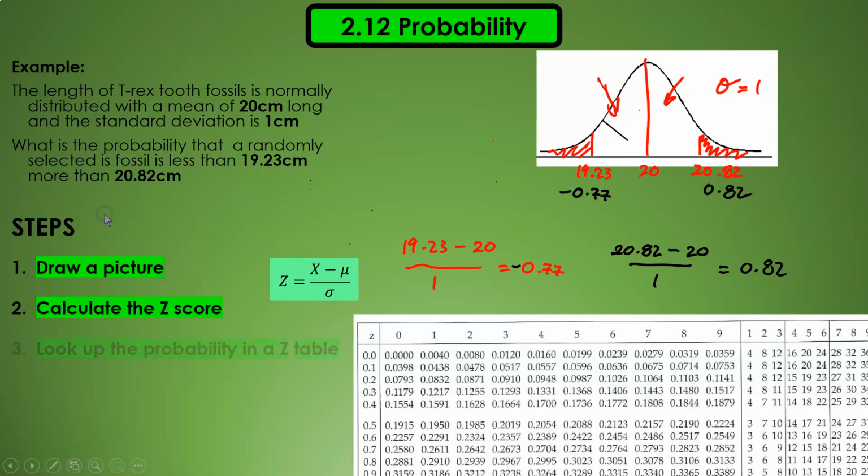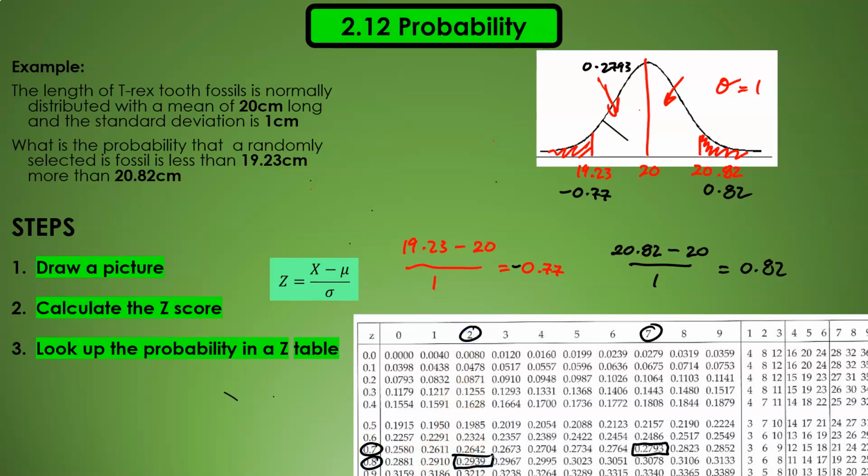Step 3, find them on the table. The z value of 0.77 gives us that number there, which is 0.2793. And for 0.82, 0.8 and 2 gives us that value there, 0.2939. So we've now found the areas.